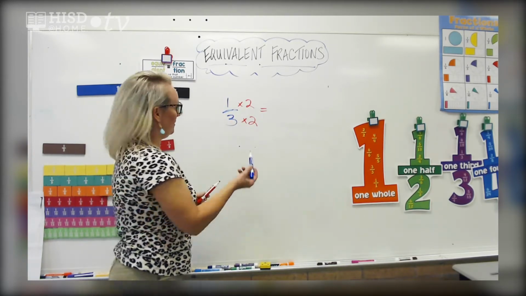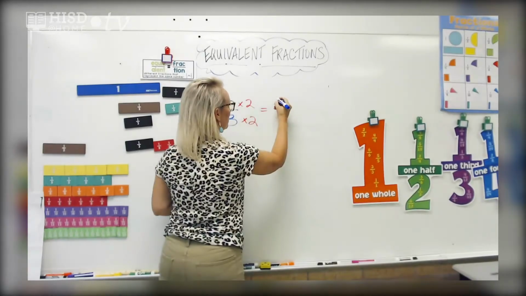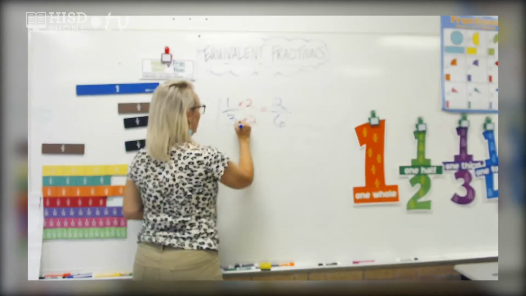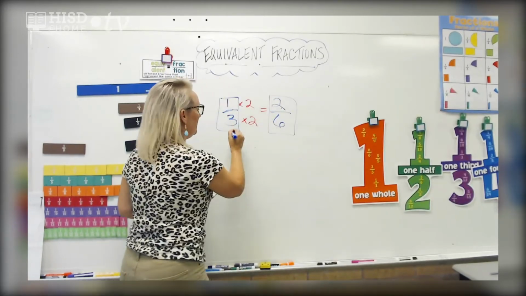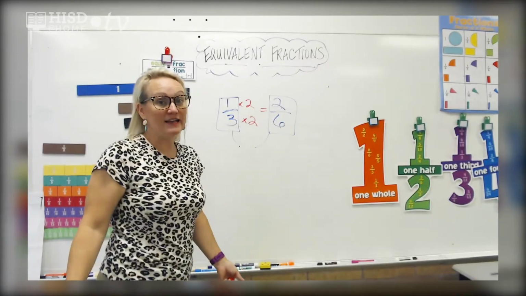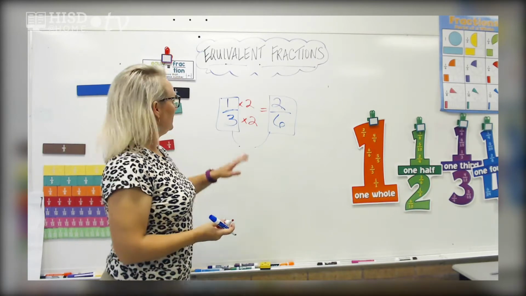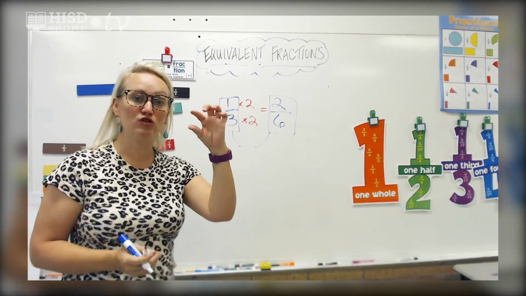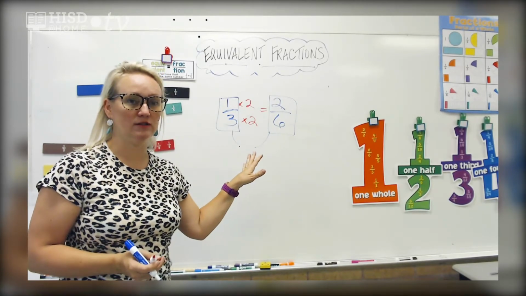So let's just do it. 1 times 2 is 2. 3 times 2 is 6. Look how easy that is. Equivalent fractions. It's that easy, guys. It's literally that easy. So you're taking a fraction and you're finding its equivalent. So I'm going to prove it to you using a visual representation before we move on to the next example.